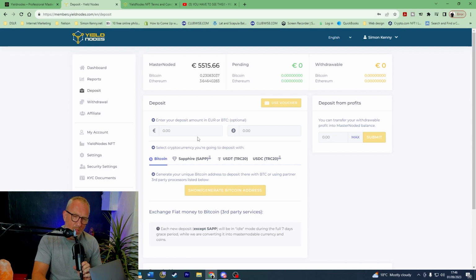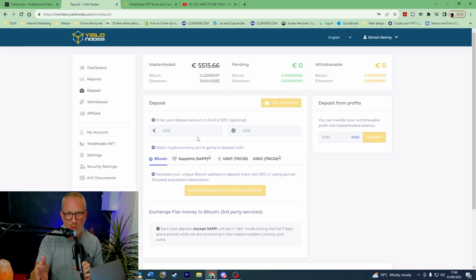My thoughts around that, my personal thoughts are they want to remove any transactional data so people cannot prove to legal entities what they've deposited into yield nodes.